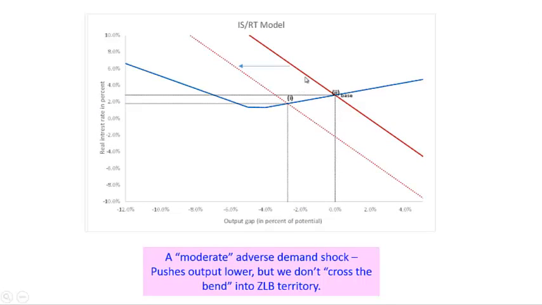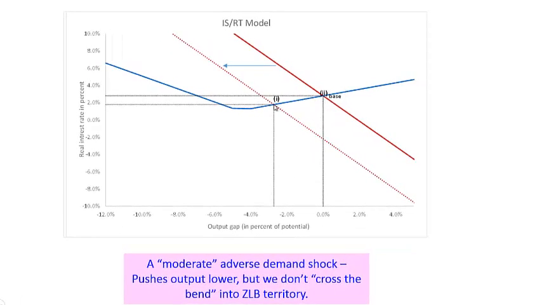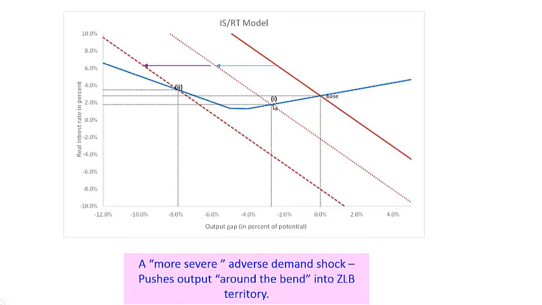Now let's first think about a moderate adverse demand shock. The IS curve shifts to the left. That means lower output. It also means lower interest rates because the central bank is moving along its Taylor rule. It's reducing nominal interest rates in order to stabilize the economy, in order to limit the adverse effect of this demand shock. But we don't cross this bend into zero lower bound territory.